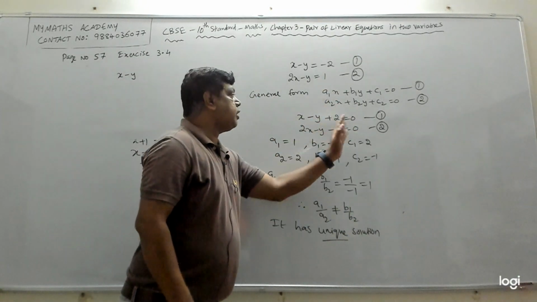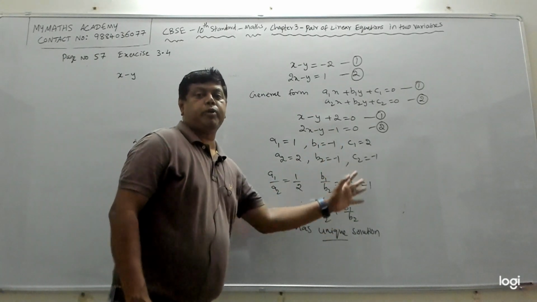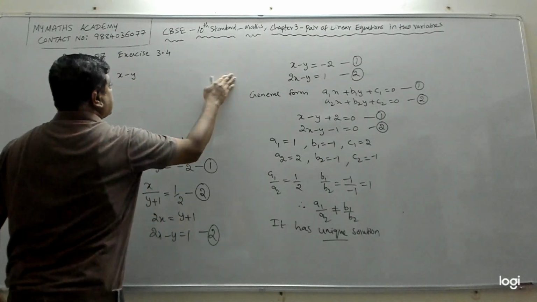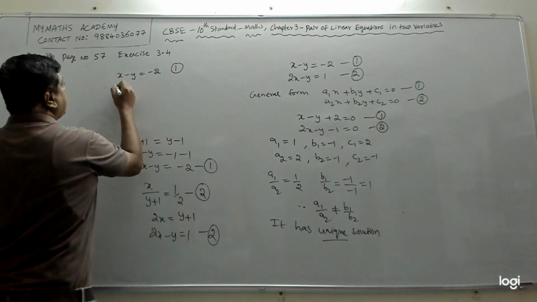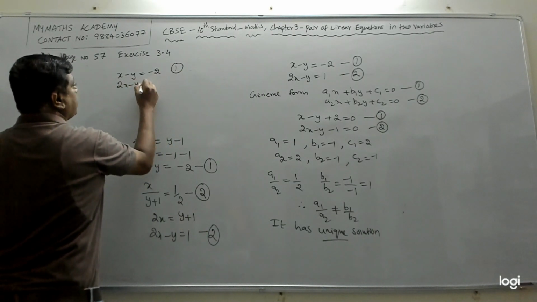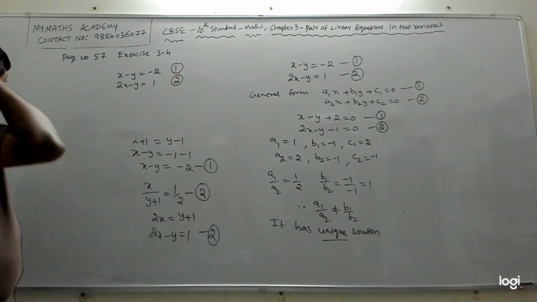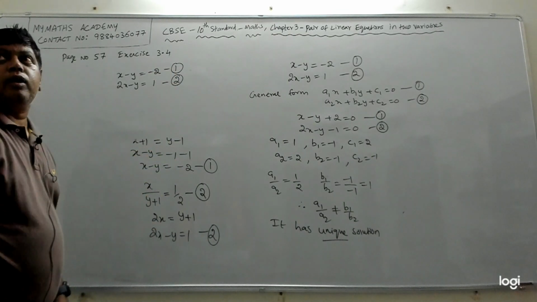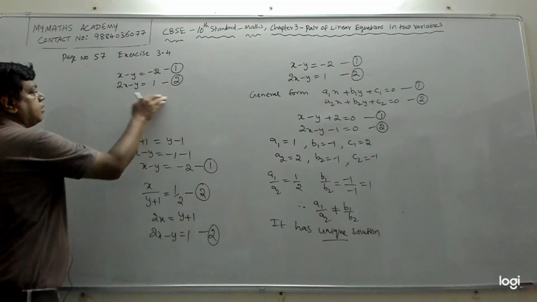We'll keep everything to the left side to check the ratio, to check a1 by a2, b1 by b2 and all that. Right? When we are solving, we should go back to this, which is x minus y equal to minus 2, that is the first equation, and 2x minus y equal to 1 is the second equation. Fine? The first equation, second equation. Now we need to solve by the elimination method.